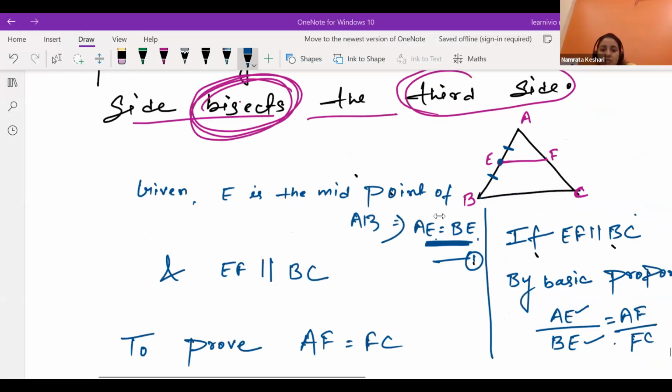Okay, Aisha, you joined just now. Yes. We are doing this theorem, Aisha, which is very simple.